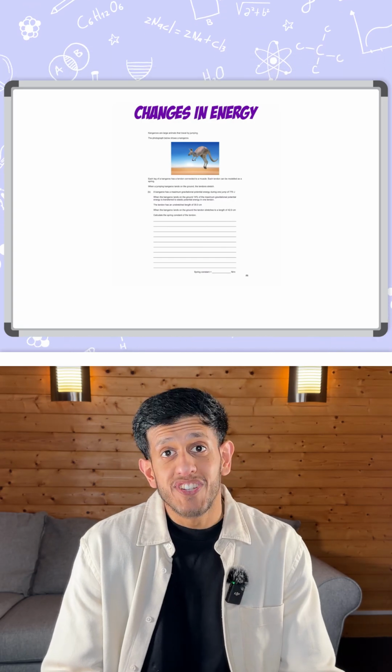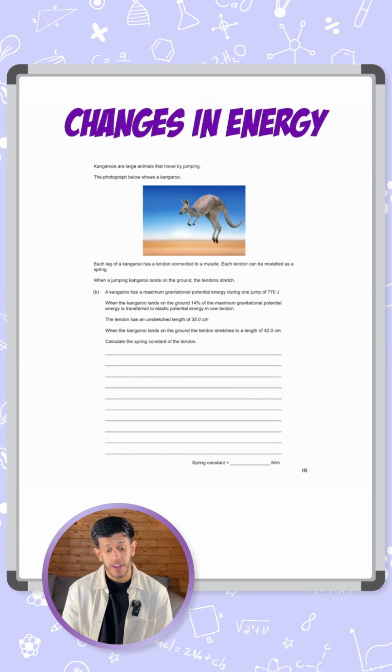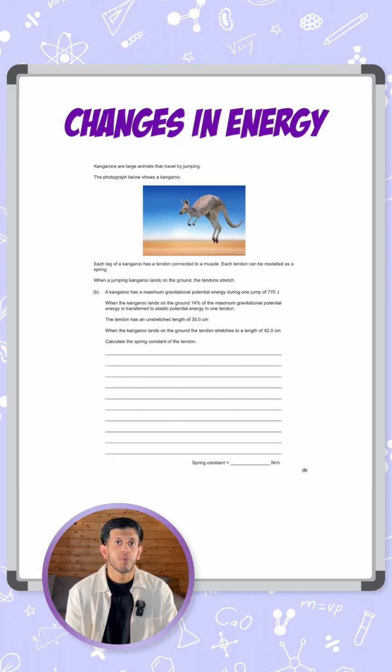So a lot of questions in the energy topic combine both maths and physics, and this one is a real test of both of those. So let's take a look at it. It says kangaroos are large animals that travel by jumping. And it says the photo shows a kangaroo below. We've all seen one before.